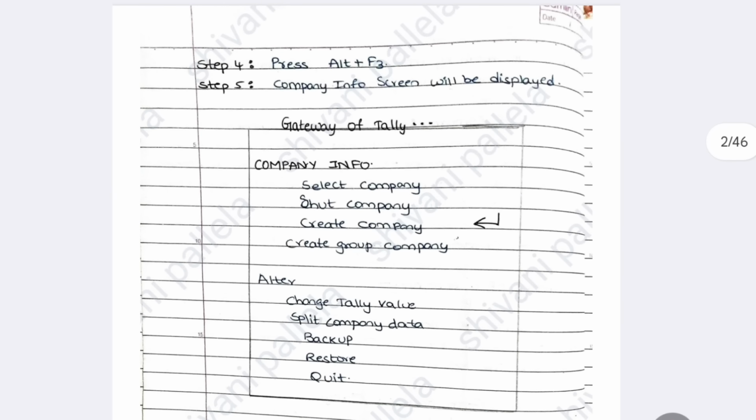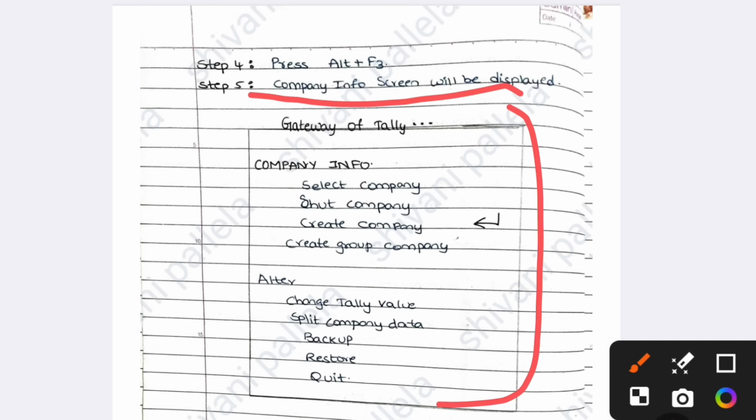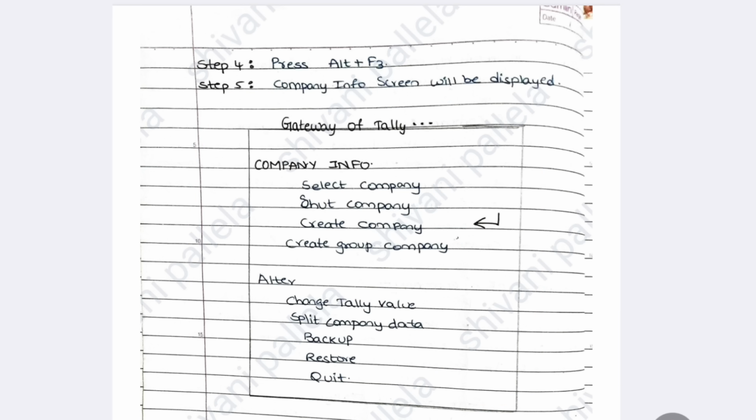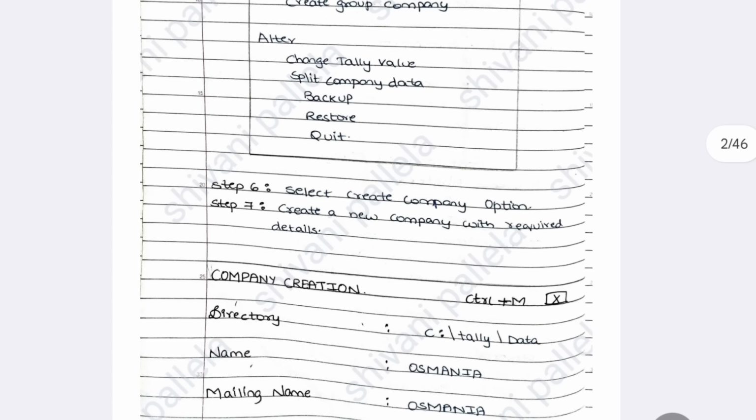Step number 4, what you need to do is click Alt plus F3. Then again you will get a screen like this. You need to draw this screen. From this screen you need to create a company. You need to click on Create Company. So step number 6 is the Create Company option. You need to click on that.